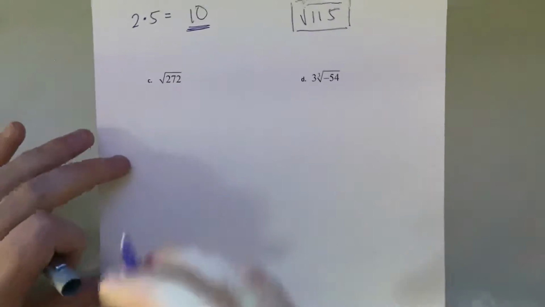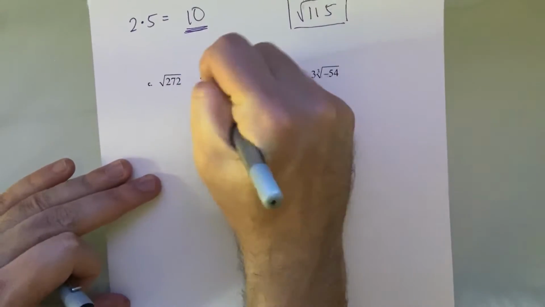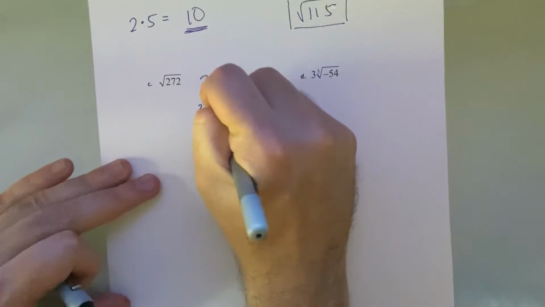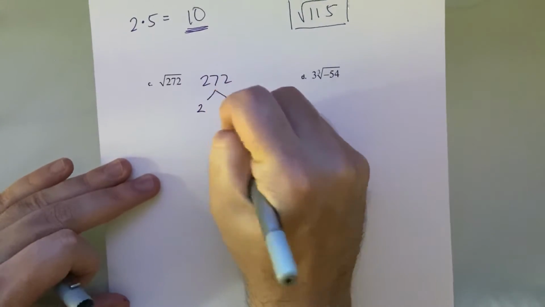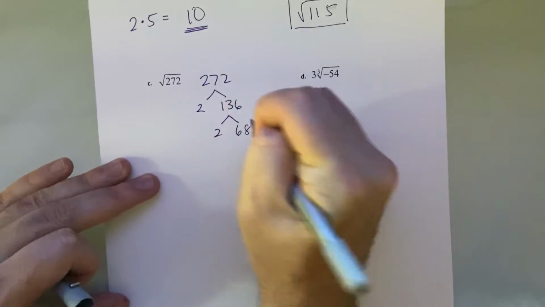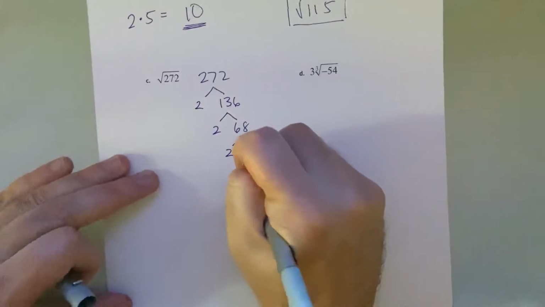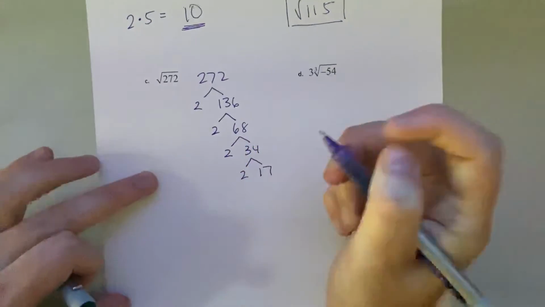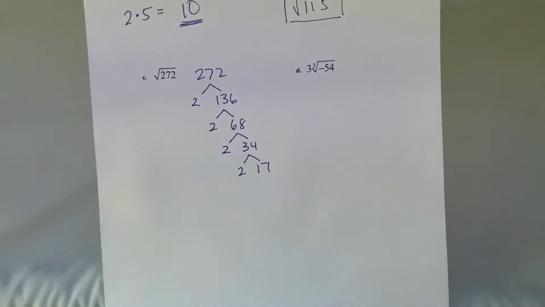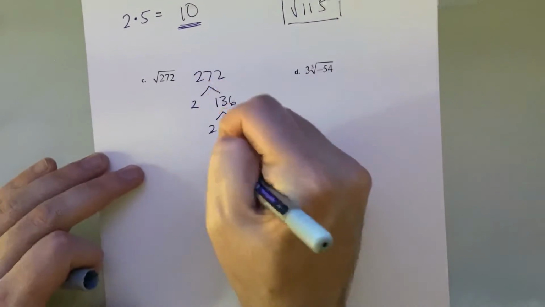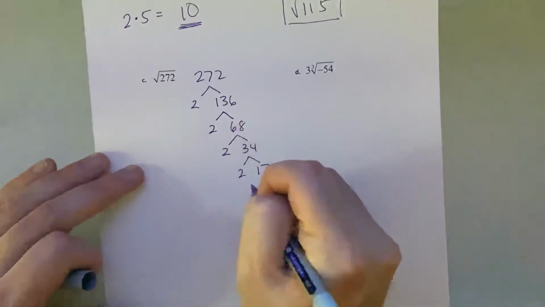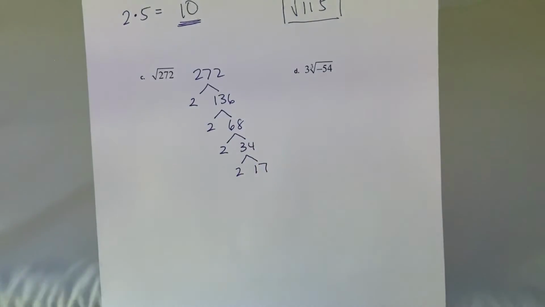Square root of 272. Again, if it's even, that's what I would go for first. 2 times 136. Still even, 2 times 68. Still even, 2 times 34. Still even, 2 times 17. Now, if you do it like this, it's only the bottoms of the branches that remain. The 2, 2, 2, 2, and 17. If they're not at the bottom of the branch, they've been broken apart into further pieces.